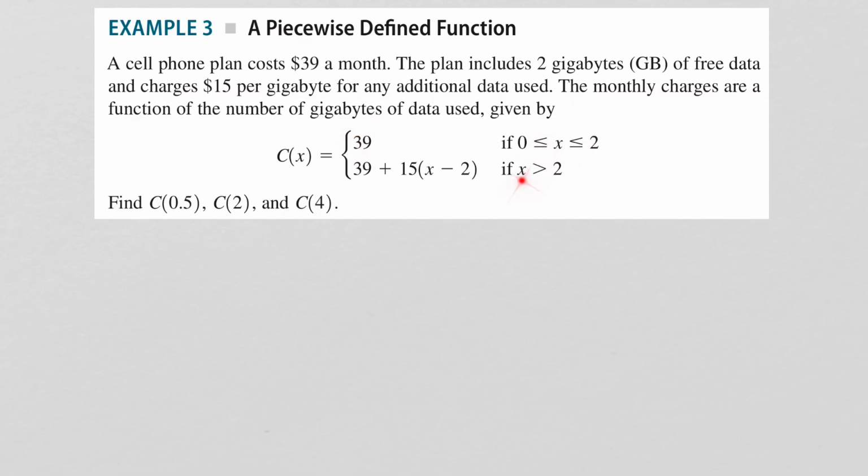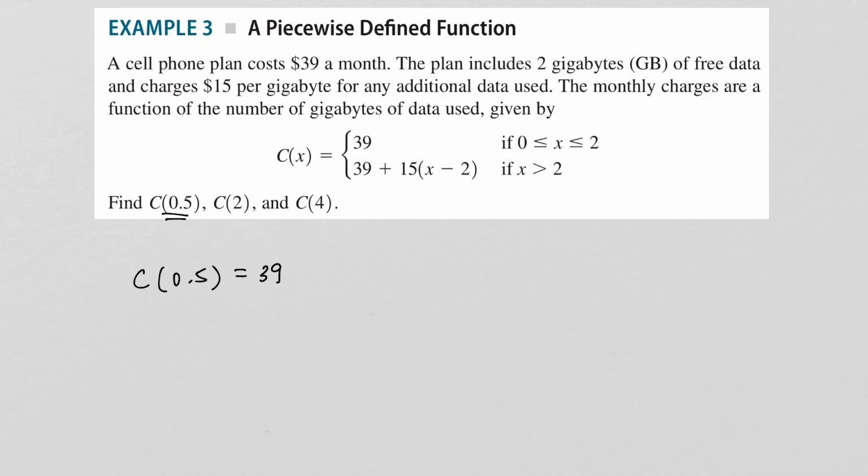But as soon as your usage is greater than 2 gigabytes, you are going to pay $39 plus 15 multiplied by the number of gigabytes over 2. So to find that out, we just take x and subtract 2. So in this problem, how do we find the cost of using 0.5 gigabytes? So that's the first one here. The cost of 0.5 gigabytes, 0.5 is a number between 0 and 2. So that means we're using this part of the function, and that is simply 39.